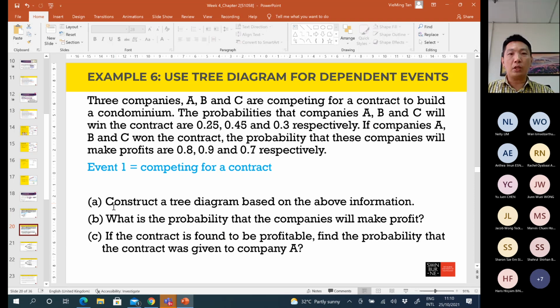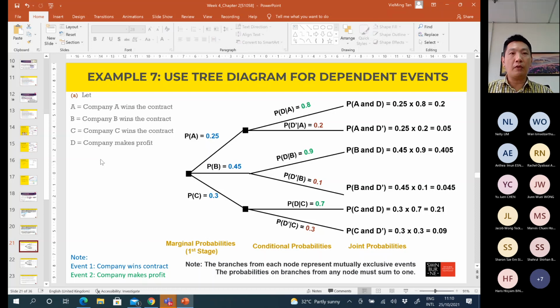First question is, okay, you're asked to construct a tree diagram based on the above information. So how to construct a diagram? So at first you have to use a symbol to represent the meaning of each event. Okay, so you can use A. Let's say A is equal to company A wins the contract. Okay, B is company B wins the contract. C is equal to company C wins the contract, and then D is referred to company makes profit.